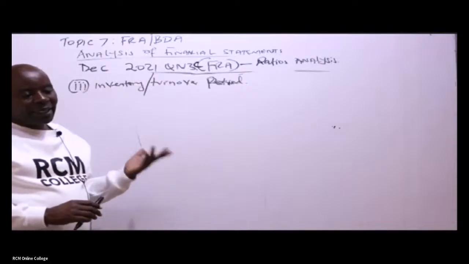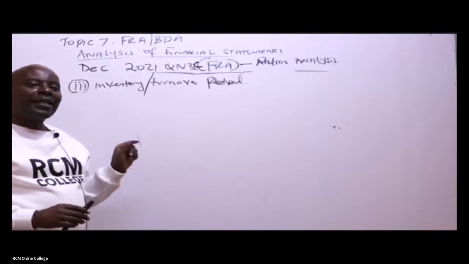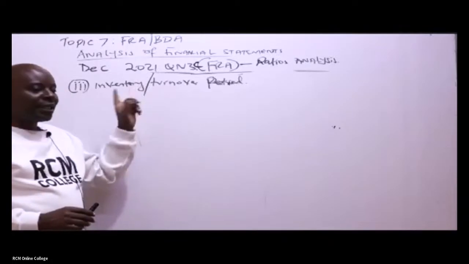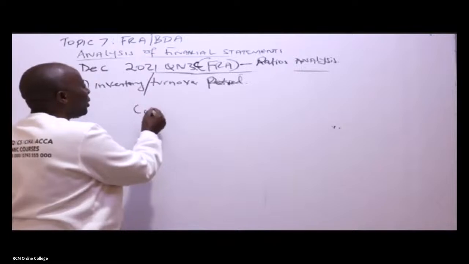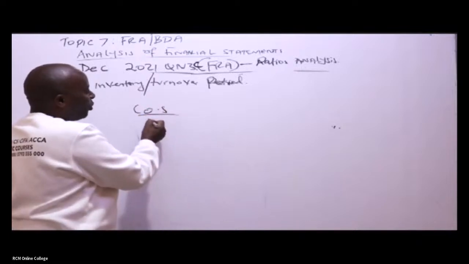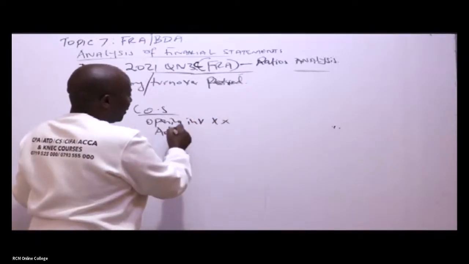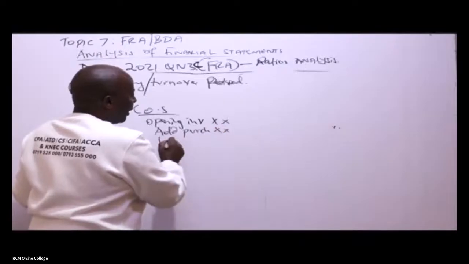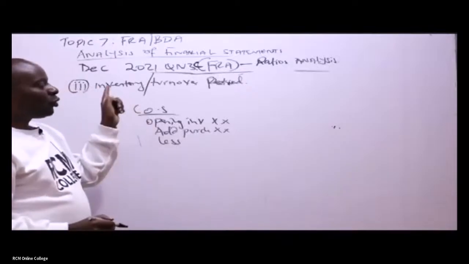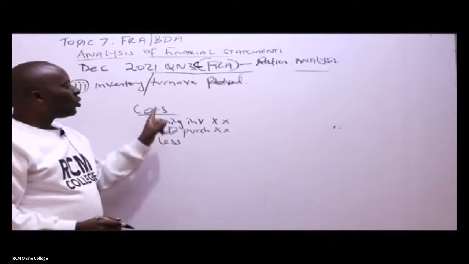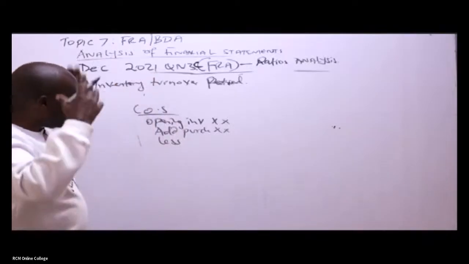But now I'm a bright student. Being a bright student, I know that we don't find inventory in sales. Where do we find inventory? We normally find inventory under cost of sales, because under cost of sales, we say it's opening inventory, we add the purchases, and then we less closing. So in short, inventory is normally found under cost of sales. It is not found under sales.